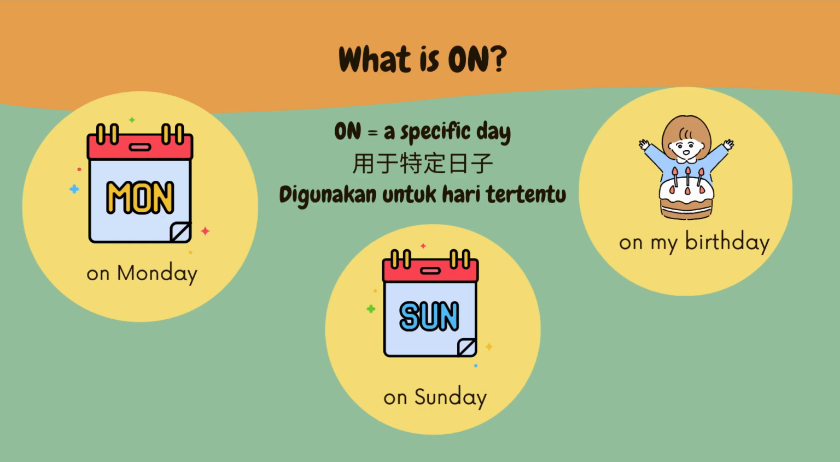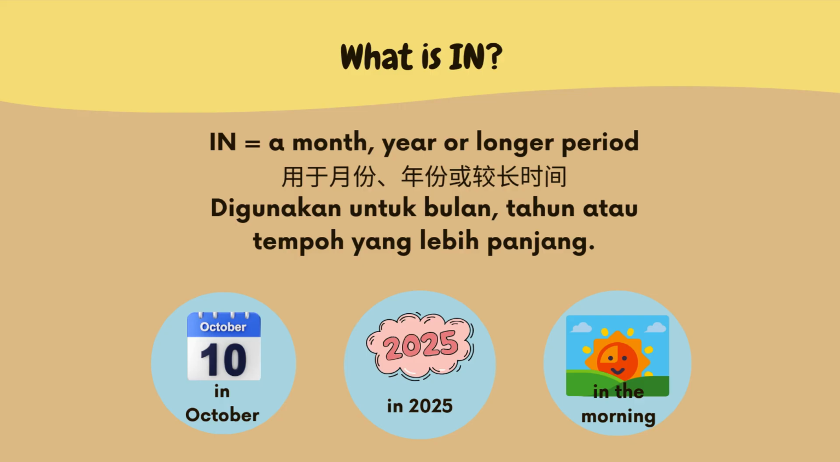We use on for specific days, for example, on Monday, on Sunday, and on my birthday. Remember, on is used for days. We use in for months, years, and longer periods of time. For example, in October, in 2025, and in the morning. Remember, in is used for longer periods.